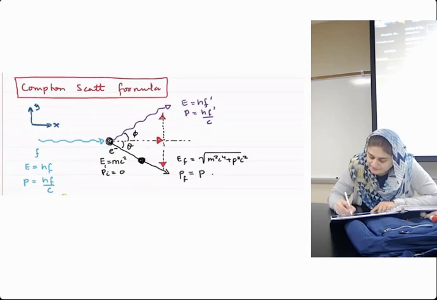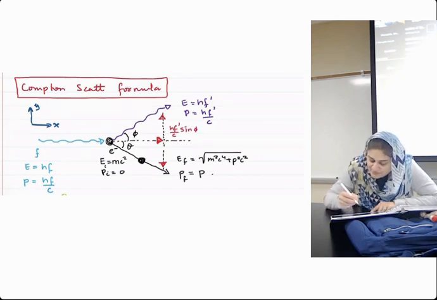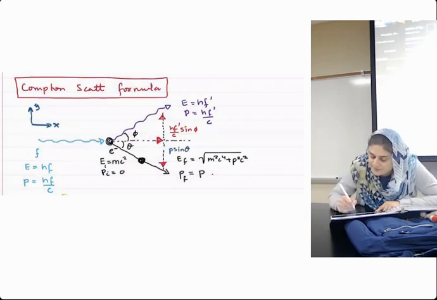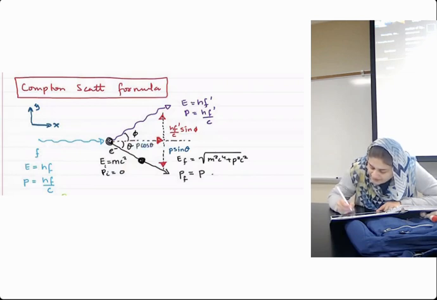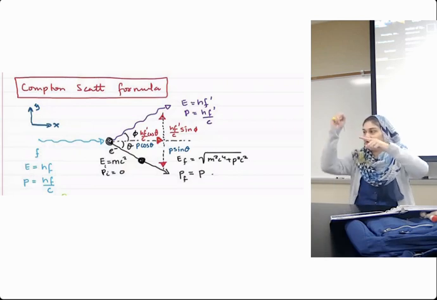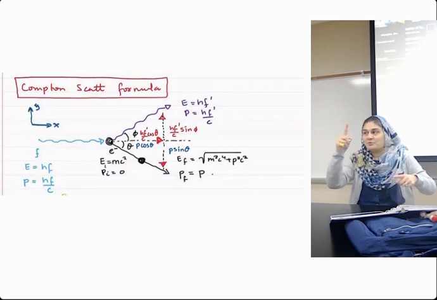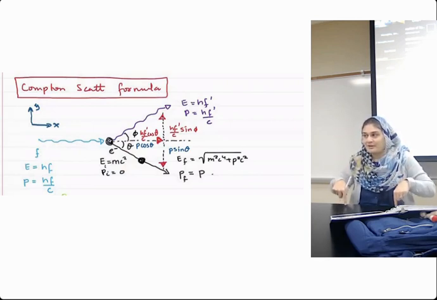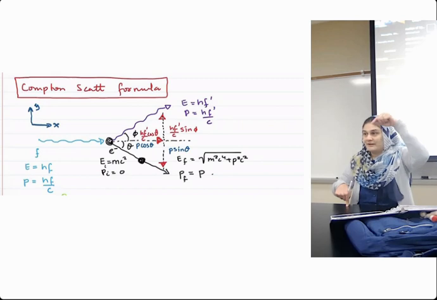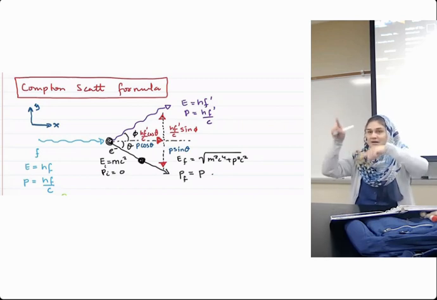What is this? hf prime over c sine phi, and this would be p sine of theta. And this would be p cosine of theta and hf prime over c cosine of phi. Notice the arrows, head to tail rules. One of them will be minus when we put them into the equation. Which one will that be? The momentum for the electron going downwards will be negative. The rest of them will be positive. Do we all understand the head to tail rule? Yeah. Okay, a vector addition.